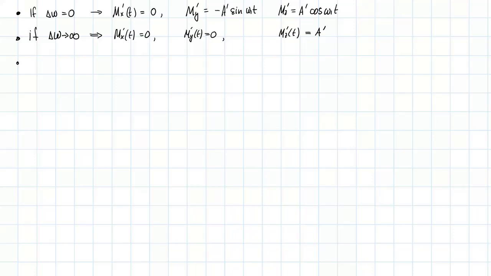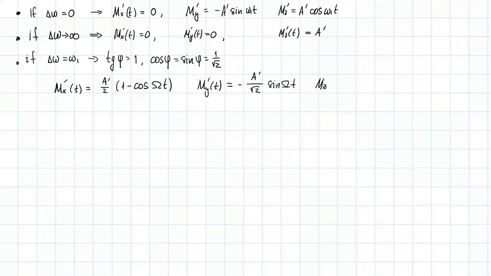Now, let us look at an intermediate situation, when delta omega is equal to omega 1. In this case, tangent phi is 1, and cosine phi is equal to sine phi, and is equal to 1 over square root of 2. With this, I obtain magnetization vector m prime, with the three components different from 0, and capital omega equal to square root of 2, multiplied by omega 1.